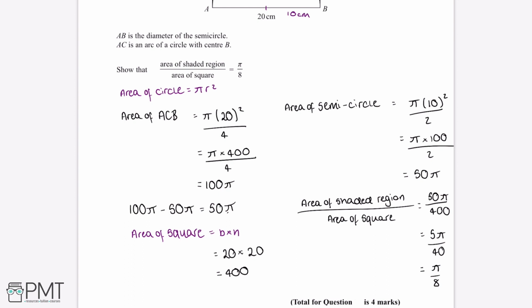Now this question's worth 4 marks. We'll get our first mark for working out the area of the quarter circle. We'll get our second mark for working out the area of the semicircle. We'll get our third mark for working out the area of the shaded region and the area of the square. And we'll get our fourth mark for a full complete proof.